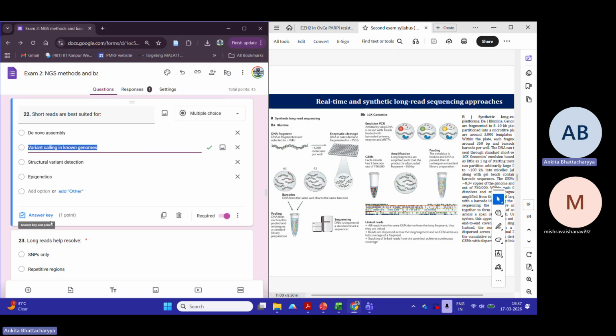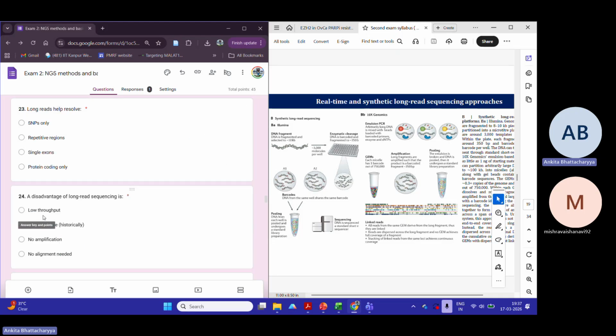So variant calling is what works best and is actually recommended when you want to identify any mutation, any alteration, any point mutation, or such minor changes. For that, short reads are best because you get better resolution. Within the short region, you will have more number of reads supporting your data.